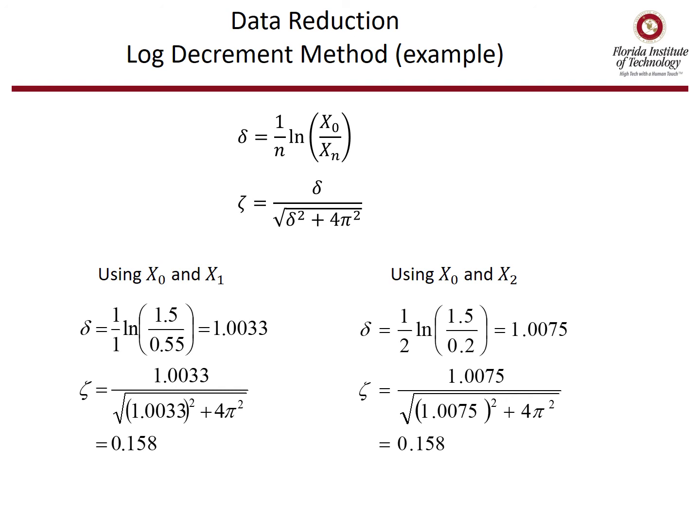If I choose to use the data at the second peak, I can do that and use the same equation. It just means that n equals 2 now. So I grab the data from x0 and x2, plug it in the equation. My delta is 1.0075, and I plug that in the equation for damping ratio, and I get basically the same thing, 0.158.